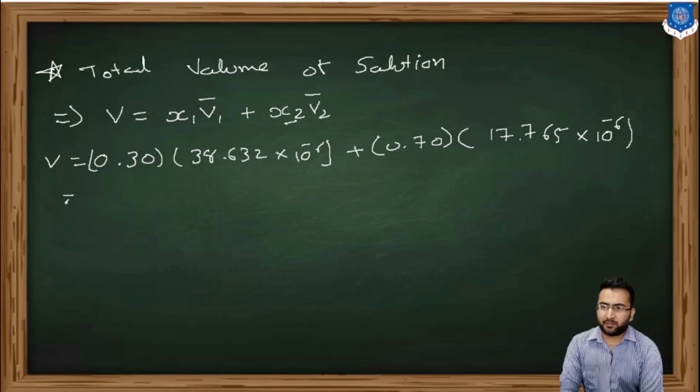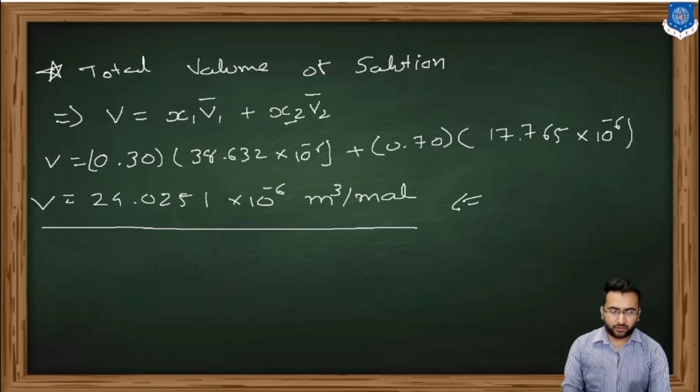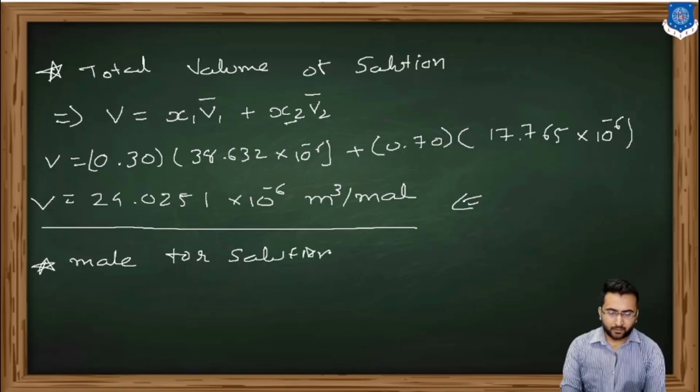So here, if I calculate this term, I will get the total volume, 24.0251 multiplied by 10 raised to minus 6 meter cube per mole. So this becomes our total volume for the solution. Now we have to find the mole required, or the total mole for the solution, to make 2 meter cube solution.